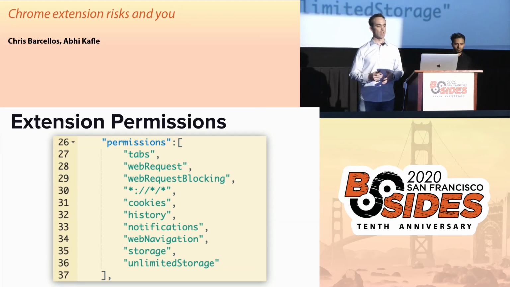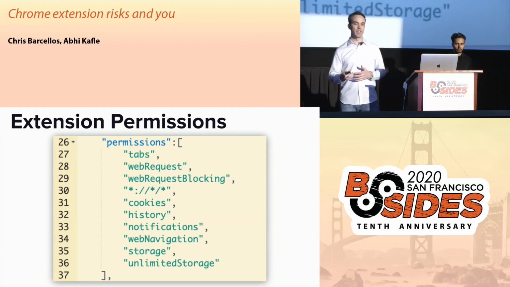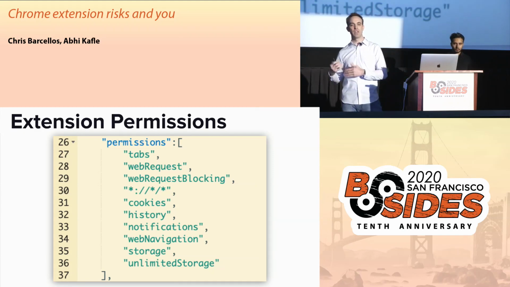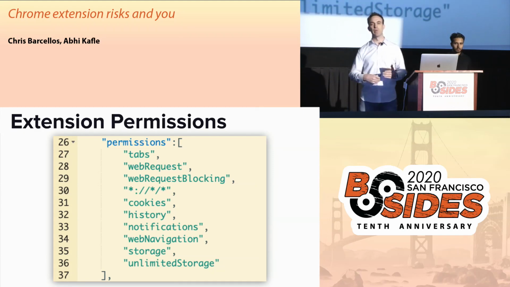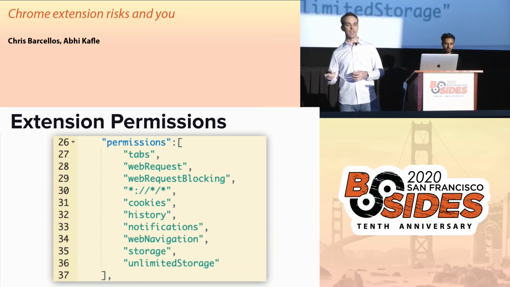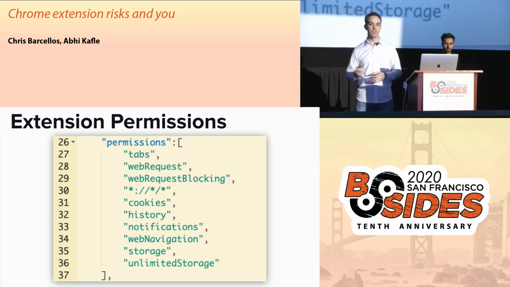Tabs is, from a security point of view, one of the things it can do is pull out the sites that each tab is on, so it can basically get your history. Web request is an API that can be used to capture requests as they're leaving the browser, manipulate them, change them. It could be redirecting users to malicious sites. Blocking is mostly probably used for ad blocking. This URL here is a pattern for all sites and all URLs.